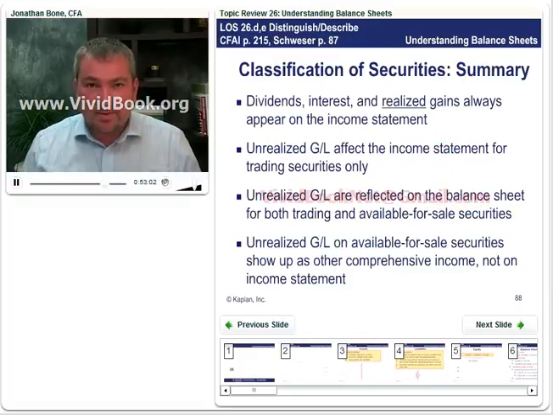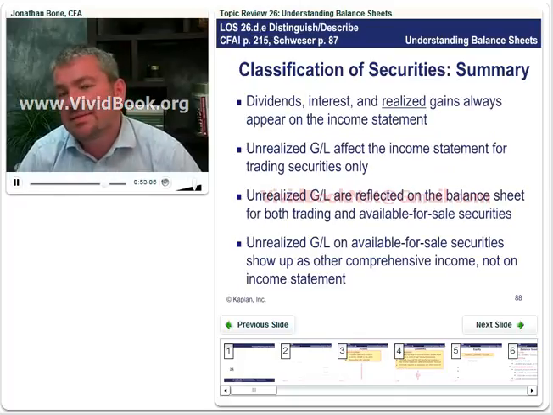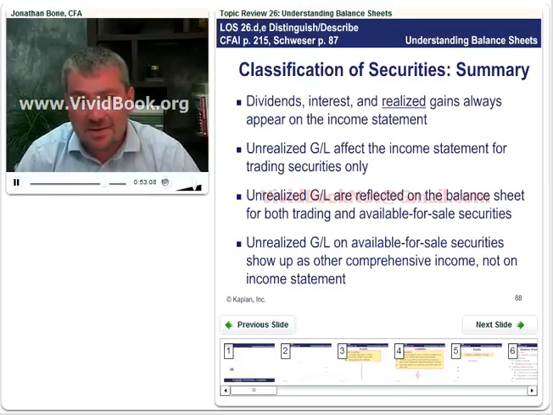Right, summary really here. Dividends, interest, realized gains and losses always go through the income statement. The interest will be the same under all three methods, even if we have the amortization of premiums and discounts. In other words, unless the bond was bought at par, interest is coupon minus any amortized premiums or plus any amortized discounts.